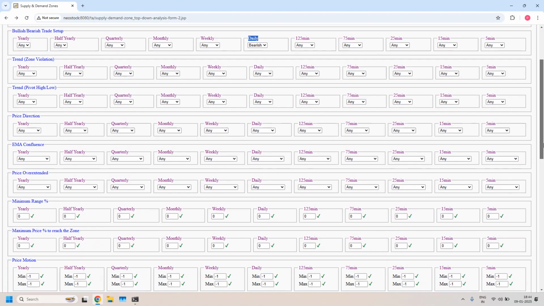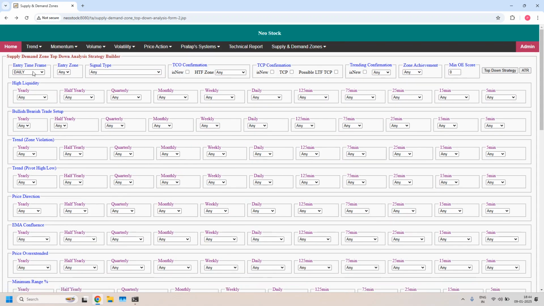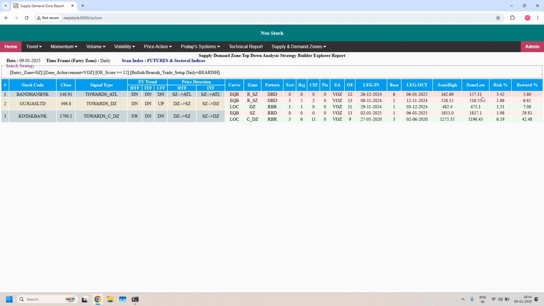Without EMA confluence, I need to select the filter. So first, let me start fresh with the daily time frame. Entry zone is supply zone. In bullish or bearish trade setup at daily time frame, I am selecting bearish, zone achievement violated opposing zone, minimum order enhancer score 12. Now let me filter. We got 3.